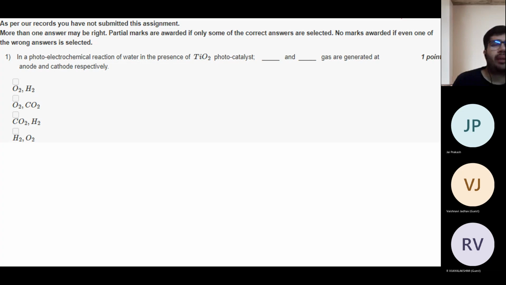The first question is: in a photoelectrochemical reaction of water, titanium oxide photocatalyst, which gases are generated at anode and cathode respectively? We have covered the photoelectrochemical reactions using titanium oxide as a photocatalyst. There were two gases generated, hydrogen and oxygen. At which electrode were they generated? Take 2 minutes and try to answer.